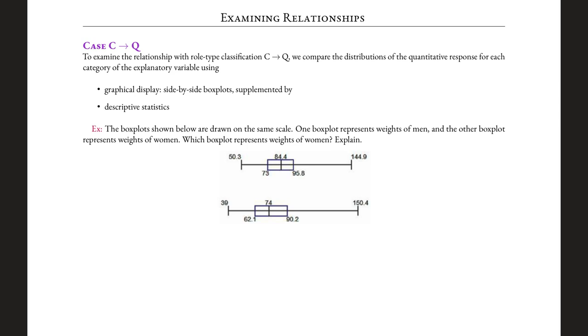The men, women, we call this the gender, and gender is a categorical variable. The weight, a numerical value, is the quantitative variable. We measure the weights of men and women, so the weight will be the response to the gender. So in this case, the gender will be the categorical variable and the weight will be the response variable.